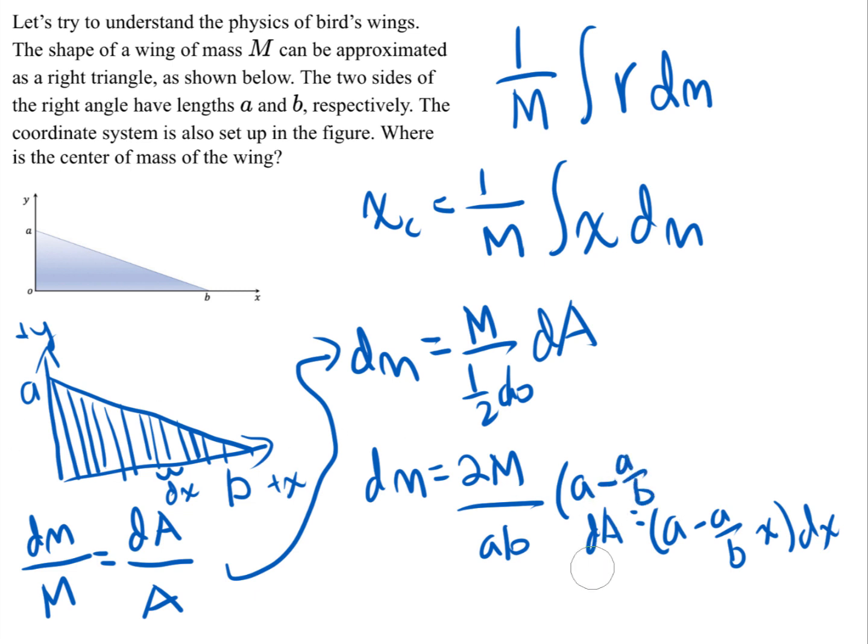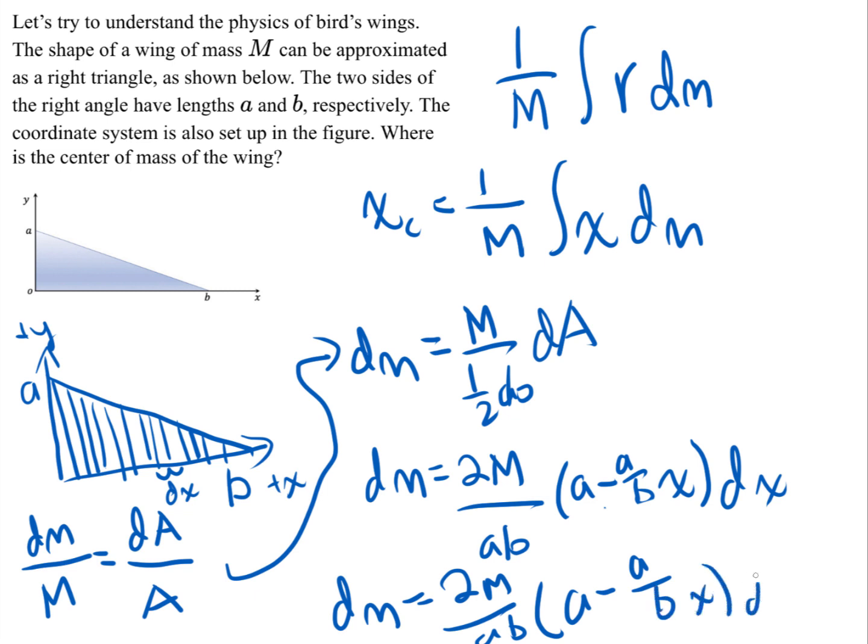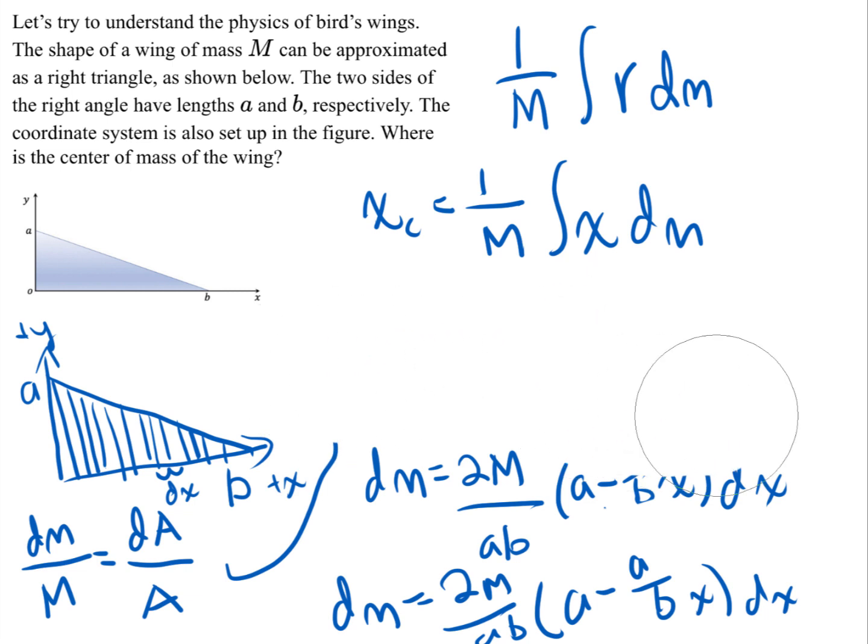Okay, so I'm going to make this area a bit smaller. (a minus a over b x) dx. And now we have this expression that we can actually substitute in for dm in our integral above. So dm is equal to 2 times the total mass divided by a times b, times (a minus a over b x) dx. And I'm going to substitute this back into our integral up there.